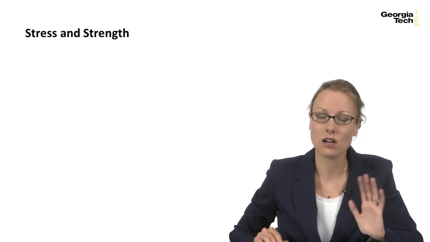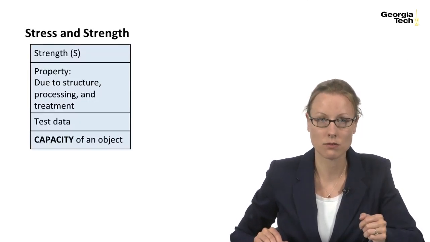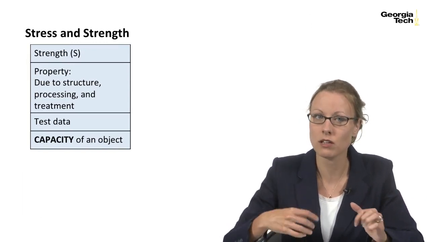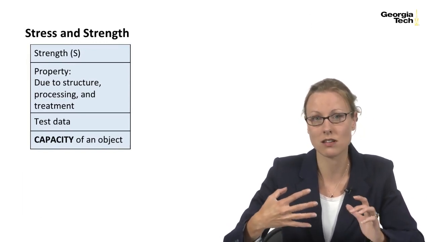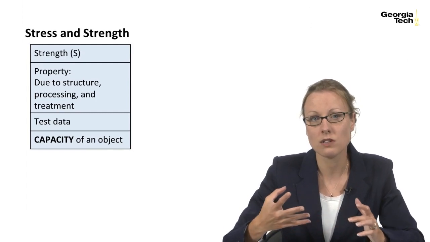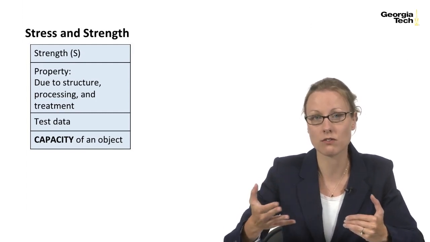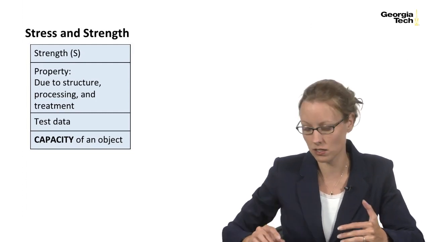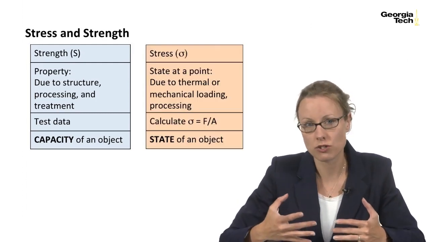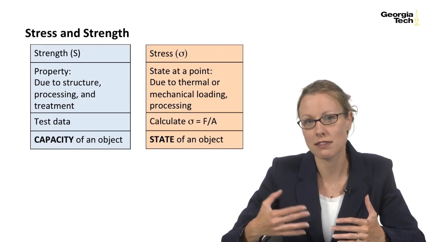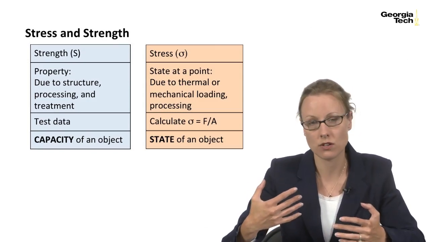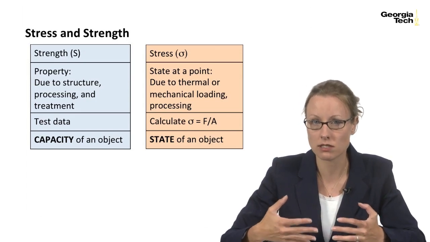So just quickly, we've talked about stress and strength before. We talked about how strength is a property of the material due to the structure, the processing, and the treatment it's been through. We typically have values of strength from test data, and you can think of it as the capacity of an object. Where stress is the state of an object at that point. It could be due to thermal or mechanical loading. Sometimes you get residual stresses due to processing.